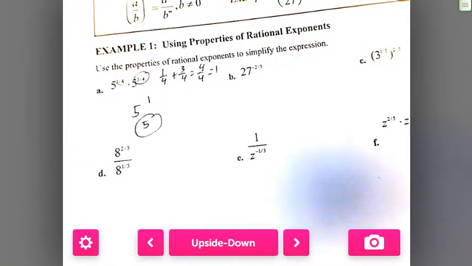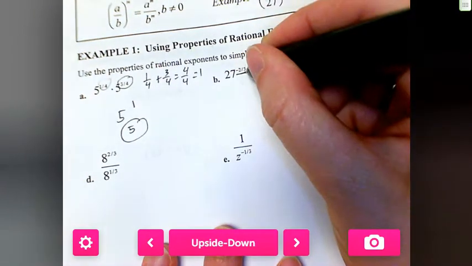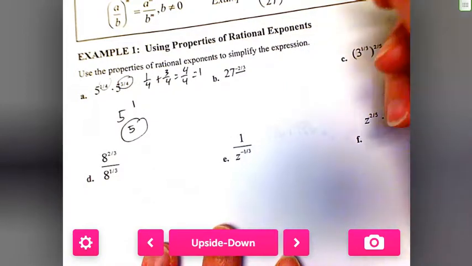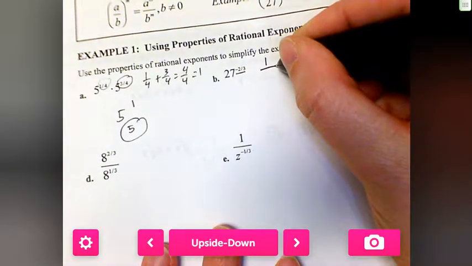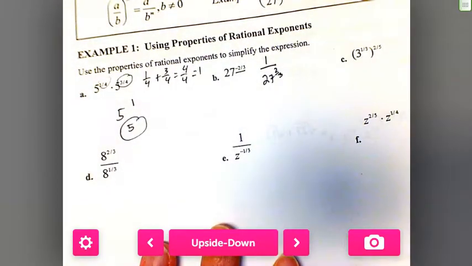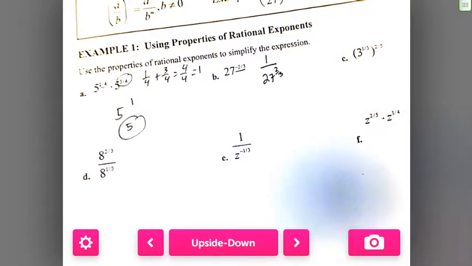Okay. I've got a negative exponent right here. It's negative 2/3. Okay. That means it's 1 over 27 to the 2/3. 1 over 27 to the 2/3. Okay. You can put this into your calculator, but I think we're just going to simplify these for right now.